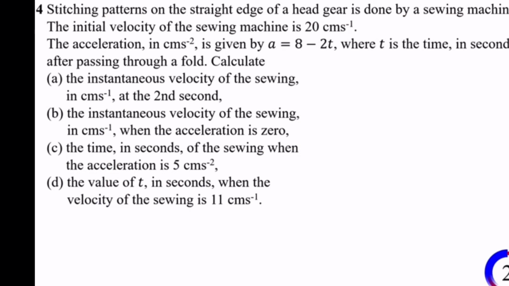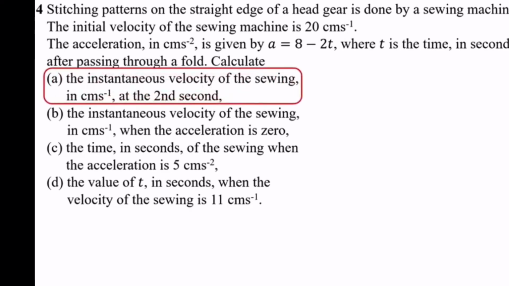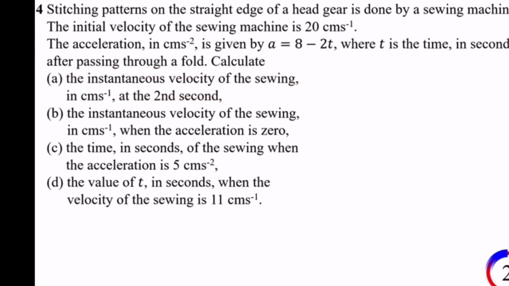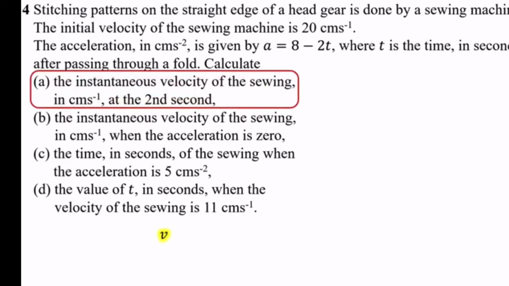A stitching pattern on the straight edge of a headgear is done by a sewing machine. The initial velocity of the sewing machine is 20 centimeters per second. The acceleration in centimeters per second squared is given by a equal to 8 minus 2t, where t is the time in seconds after passing through a fold. Calculate the instantaneous velocity of the sewing machine in centimeters per second at the 2nd second.